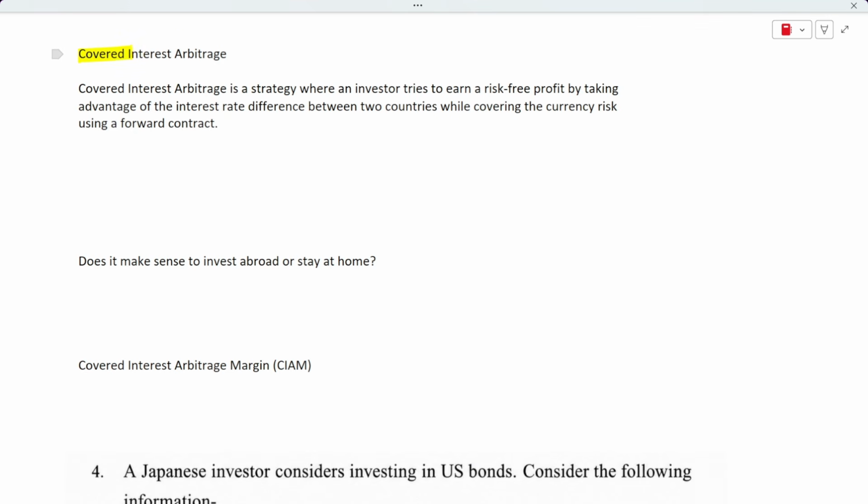And in this video, we are solving a very important question on the topic covered interest arbitrage, a topic that is heavily asked in your exams. So let us first quickly discuss the concept of covered interest arbitrage.